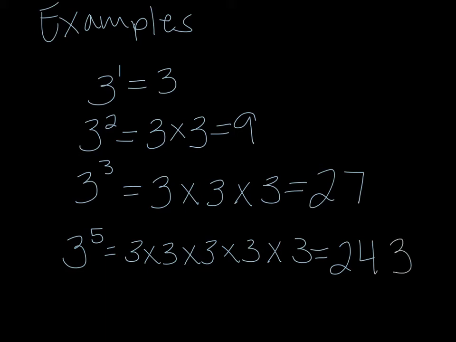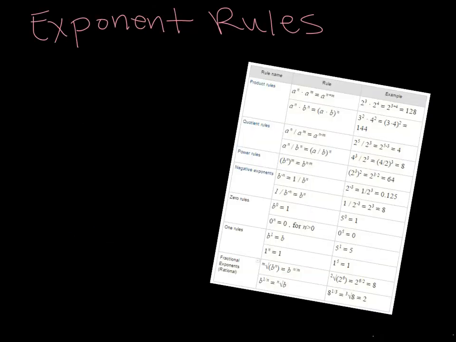Thus, exponents can be used to condense multiplication. Now we'll review the rules that go along with exponents, including product rules, quotient rules, power rules, negative exponents, zero exponents, one exponents, and rational exponents. All of these rules we can see right here in this table to your right. We'll go through some examples of each one of these rules and then give you some examples to practice on your own today.